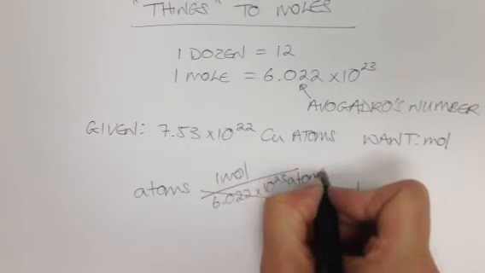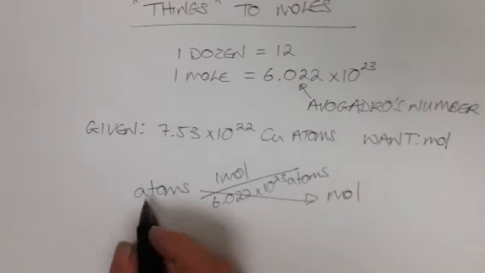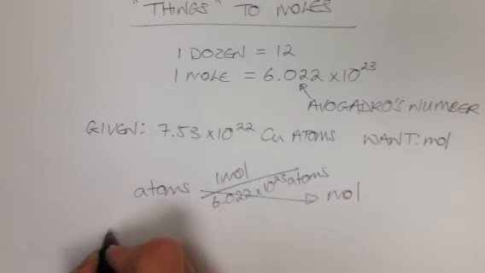And remember, it doesn't just work for atoms. You don't just have to limit a dozen to eggs or donuts. You could count anything by the dozen, and we can count anything by the mole. Typically, we reserve it for counting very small things simply because it's a very large number, but you could count anything by moles.